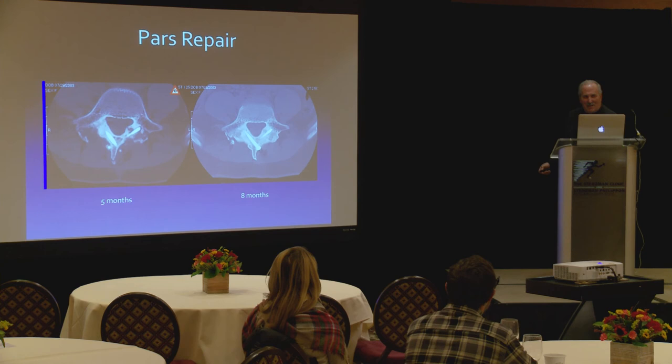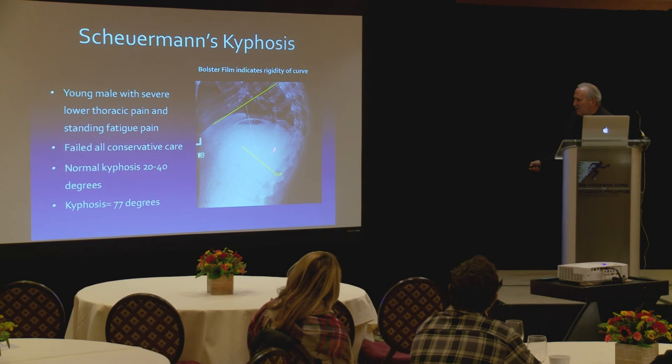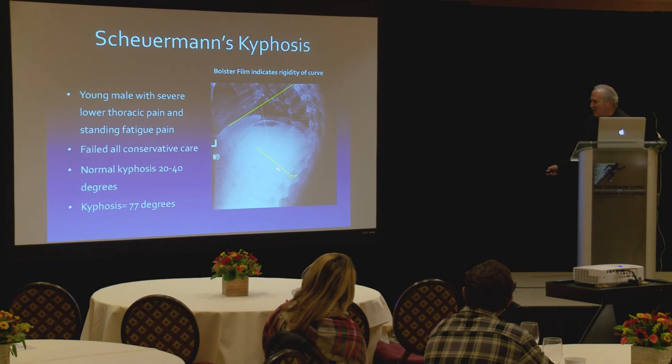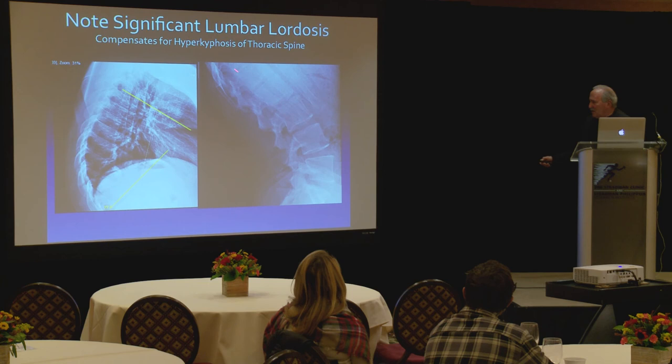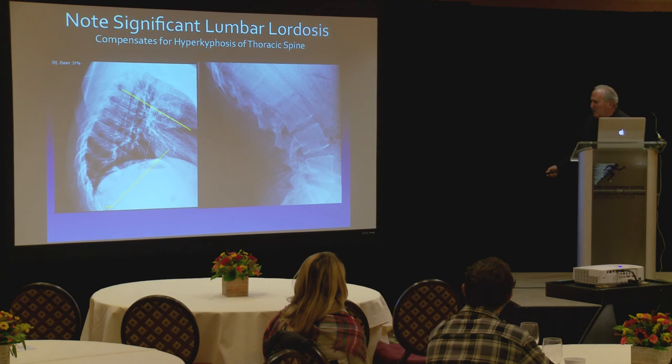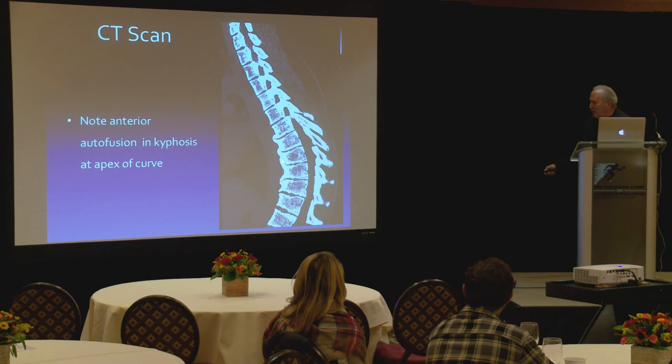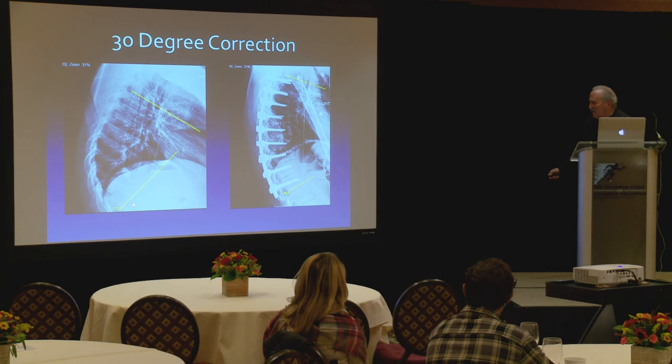So you can fix Scheuermann's kyphosis. This is a kid from Canada where they said there's nothing wrong with him except for the fact that he has a 72-degree short curve and he had miserable pain for 10 years. You can see that he has a significant lumbar lordosis, starting to get back pain because of facet imbrication, and his angulation was quite severe. This is what he looked like, where he's actually developing fusion anteriorly. And so you can take these miserable 77-degree curves and halve them. And his pain is gone.